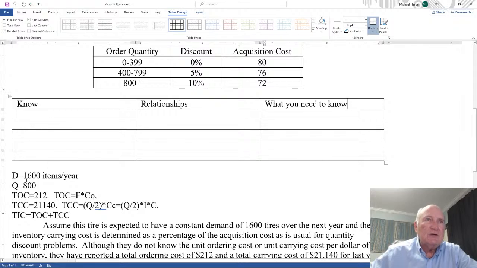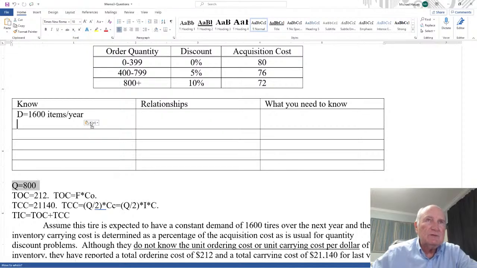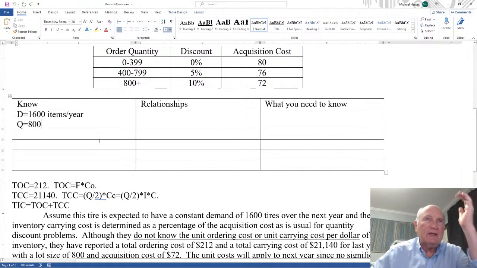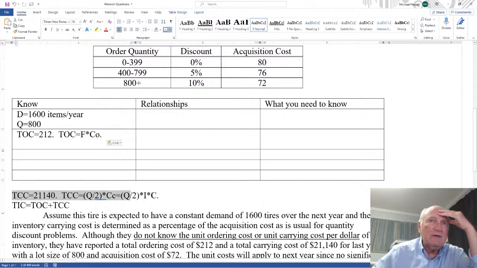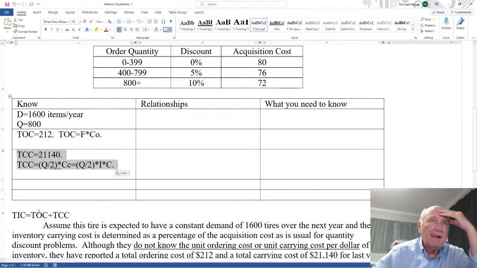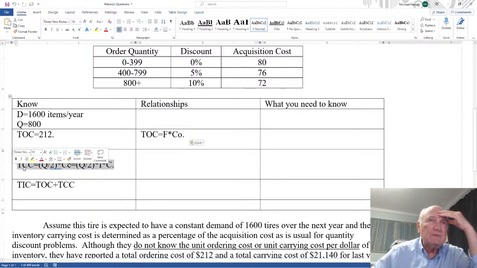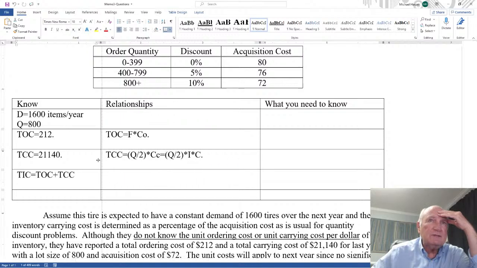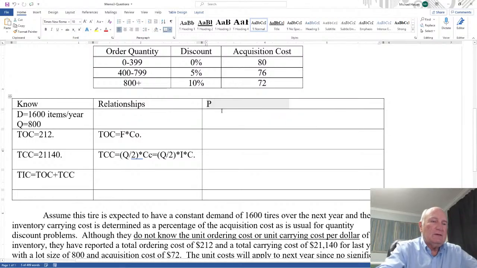So let me put this up here. That's our demand. This is our lot size. And we don't really need to know anything else. We know that. But right here is our ordering cost. Right here's our carrying cost. And the total inventory cost. And so here's our relationships. Put this over here. We can bring this down. And then we say, what do we need to know? Then populate with what you know.